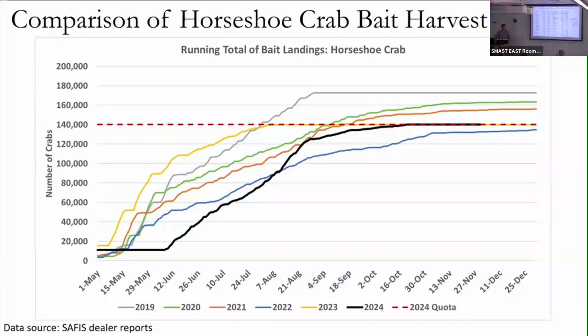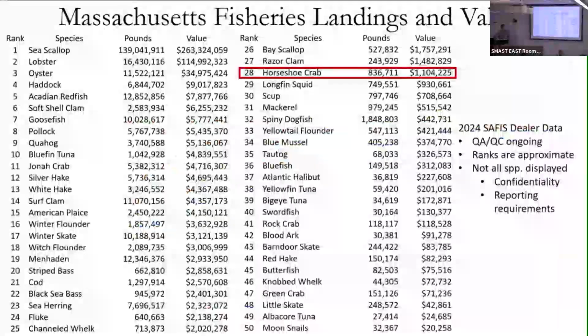This is looking at the dealer data as far as landings by species and where they rank in terms of value. Horseshoe crabs are usually around 30th in the state. No different here. This is bait and biomedical value combined. QAQC is ongoing. The ranks are approximate because there are some species on this list that are confidential, like Atlantic red crab. There's 5 permits that are owned by 1 person, so that whole fishery is confidential, so it doesn't appear on this list. So these ranks are somewhat approximate.